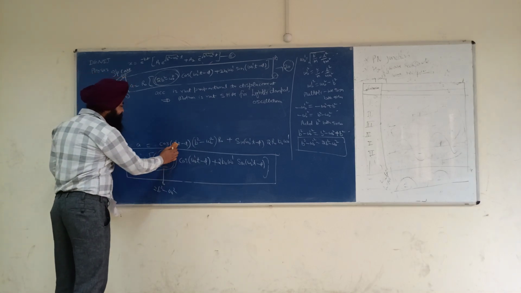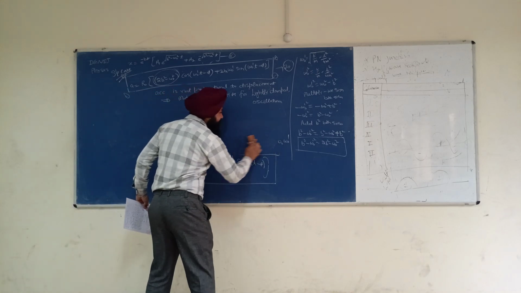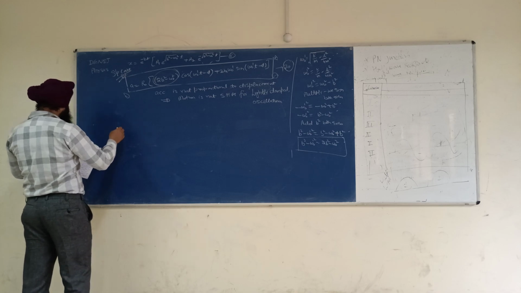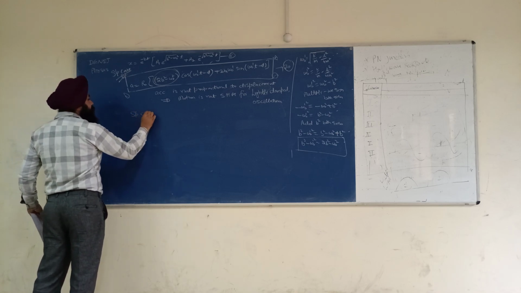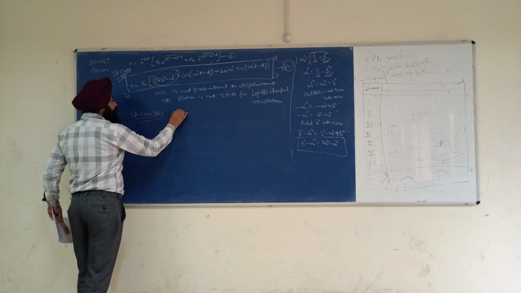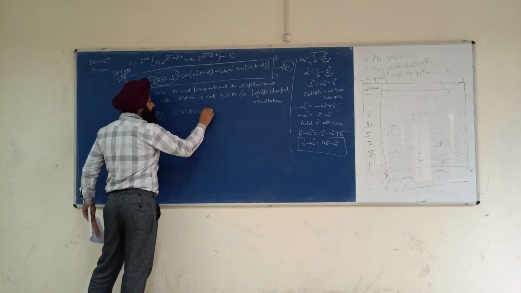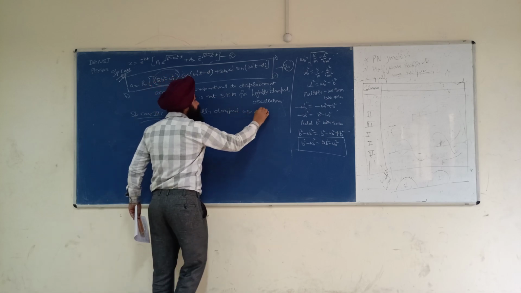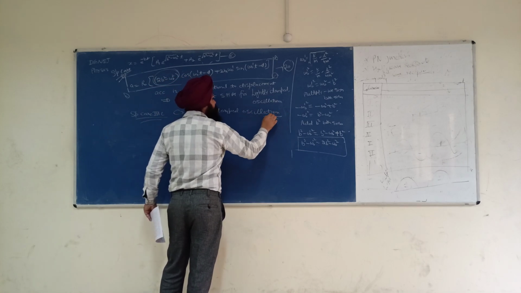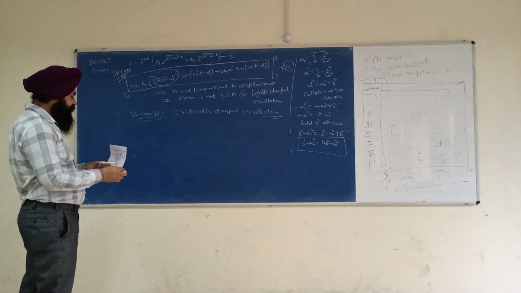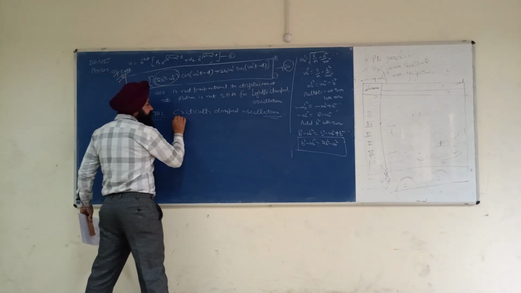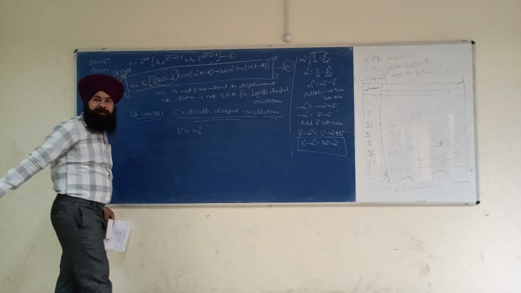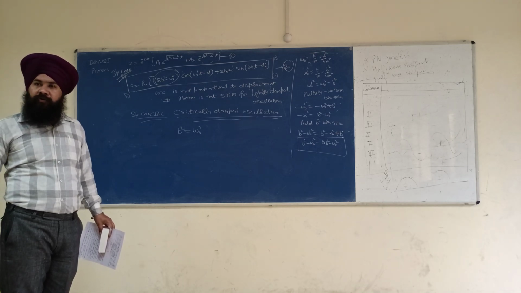Now we discuss the last case, that is for the critical damping. Critically damped oscillations. Okay, this is for the critical damping oscillation. B square must be equal to omega naught square.